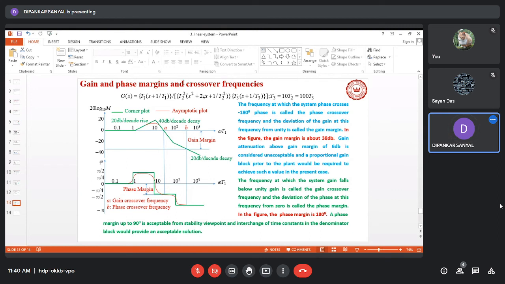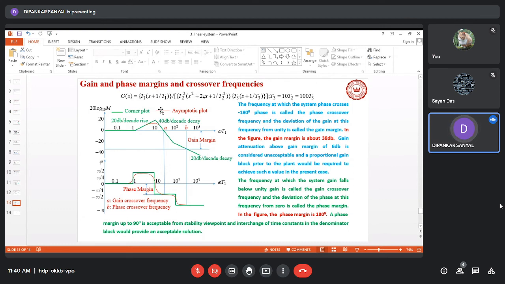Here we have considered a system where we have a numerator, first order term, and in the denominator a first order as well as a second order, and their time constants are separated in this manner. So for the numerator we get a growth at 20 dB per decade because it is first order. Then for the first part of the denominator we get a 40 dB per decade decay, and for the third part we get a 20 dB per decade decay.